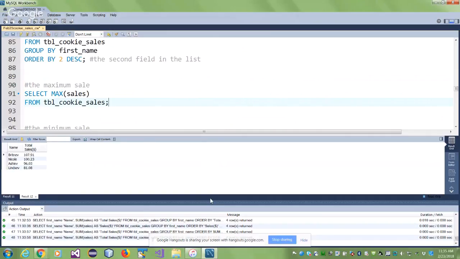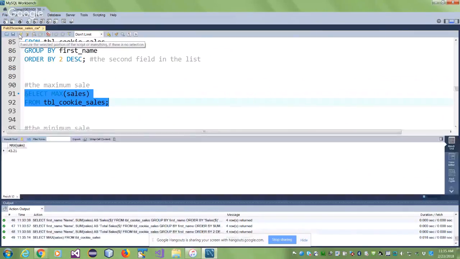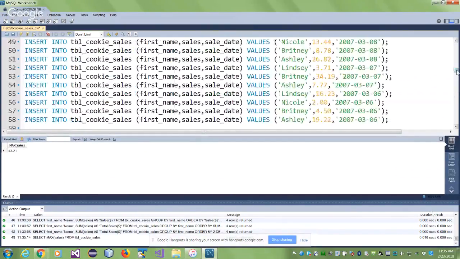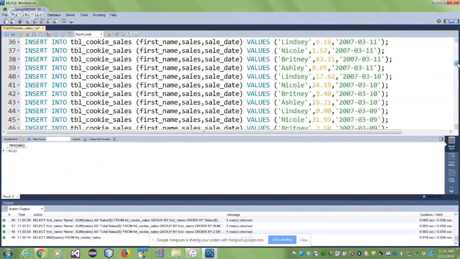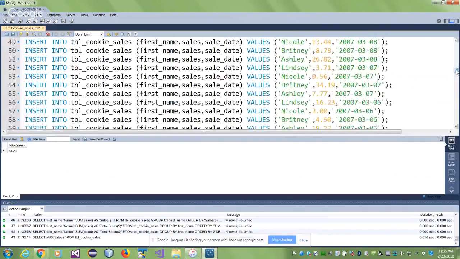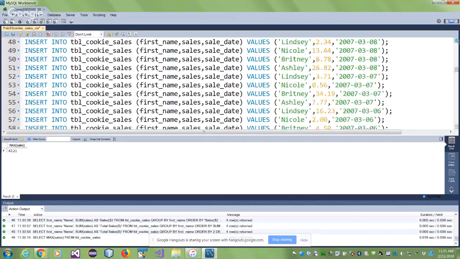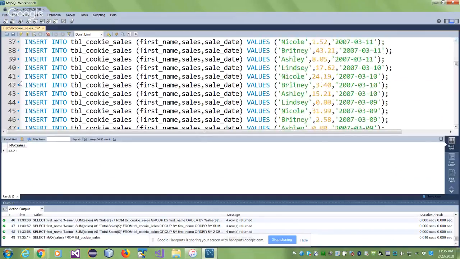The maximum sale made, just the maximum sale. Okay, let's see if this works. I'm not sure what the answer is, but we will double check. It says the maximum sale was $43.21, which sounds right, because the numbers were less than that. Now you'll say, who made it? So let's see who made it. 43.21 it is saying. There it is. So here we see that Brittany made it, right?